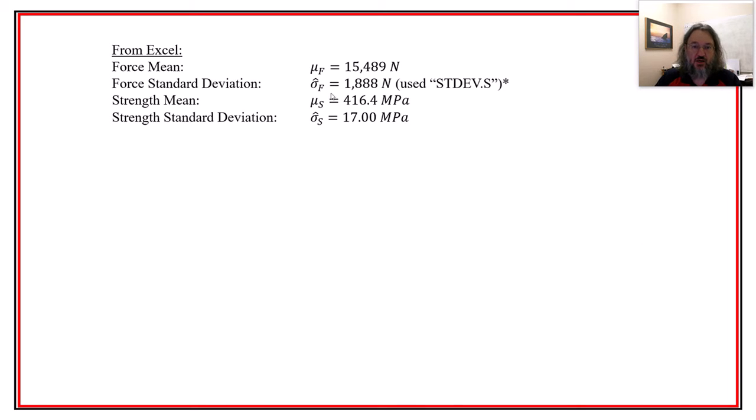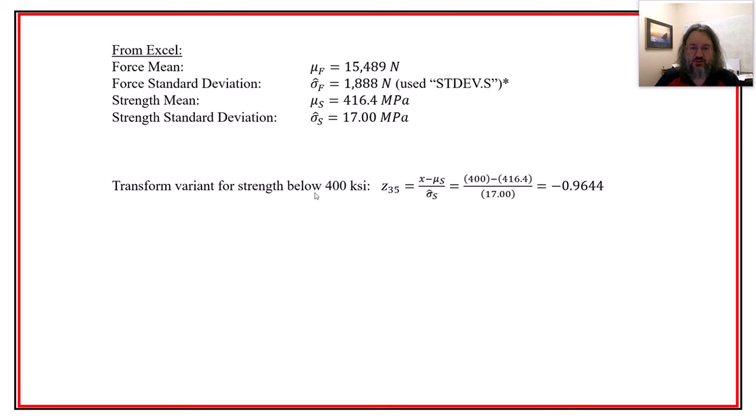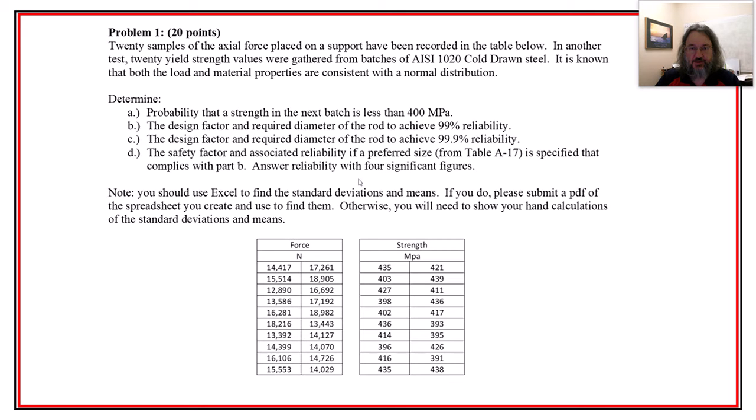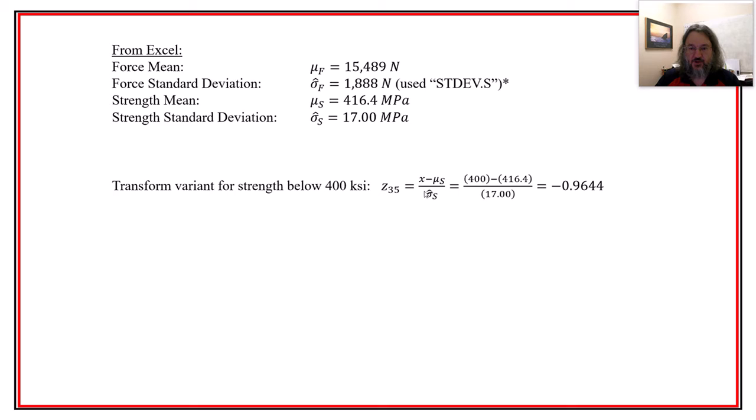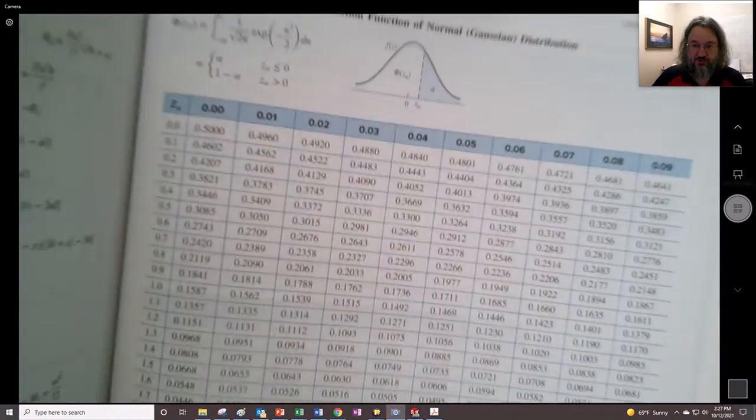All right, so here's the averages and the standard deviations. And I want to transform this first part. All right, so in part A here, we were asking for the probability that it's less than 400, right? So right here, we take 400 and subtract out the average and then divide by the standard deviation. And here is the Z transform that we would use. And we would go to table A10 to find this, right? So that's 0.964.